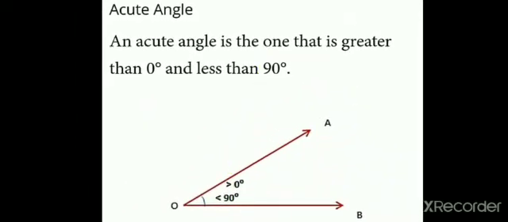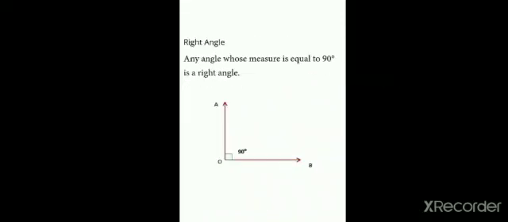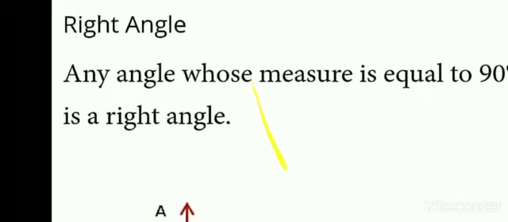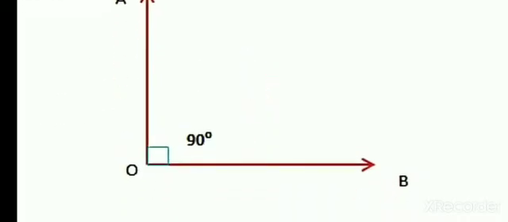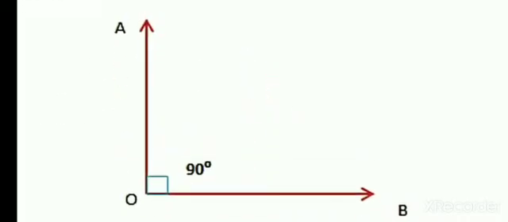Acute angle. An acute angle is one that is greater than 0 and less than 90. Here you can see the angle is greater than 0 and less than 90 degrees. Right angle. An angle whose measure is equal to 90 degrees is called a right angle. Here you can see the angle whose measure is equal to 90 degrees is a right angle.